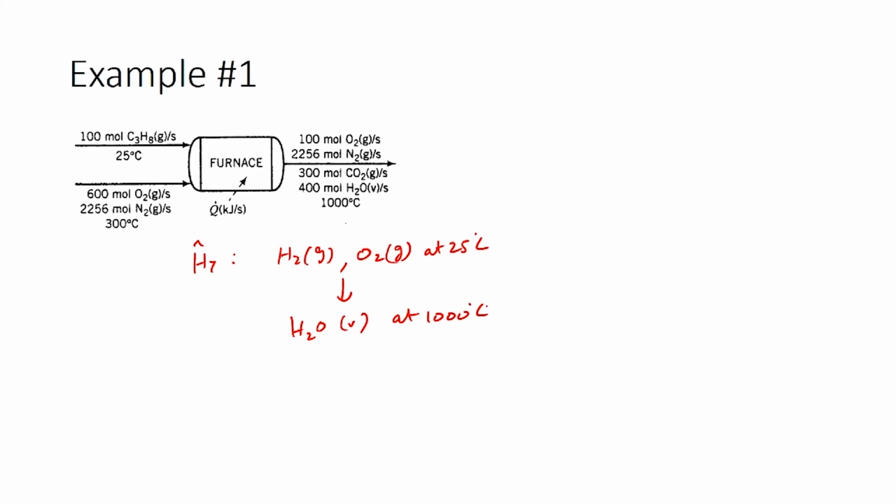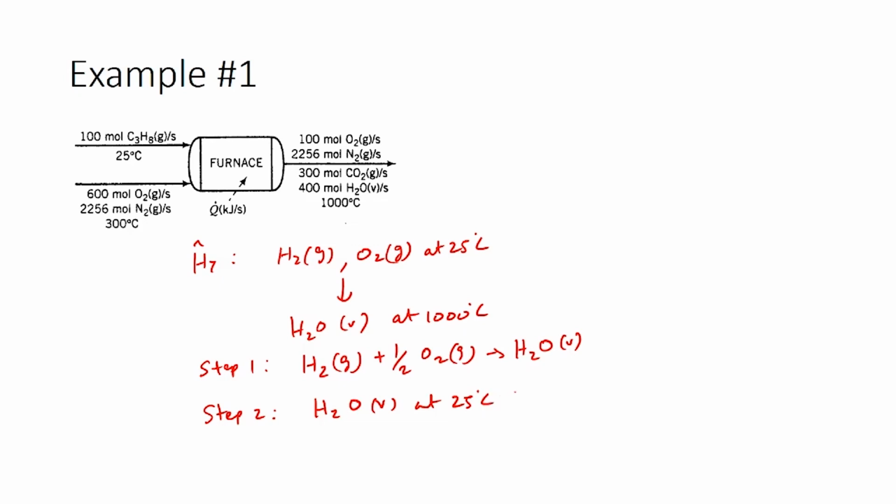The standard heat of formation of water vapor at 25 degrees Celsius can be obtained from your textbook or other reference books. So, if you were to do this, then step 1 is nothing but H2 gas plus half O2 gas forms H2O vapor. This would be the heat of formation where the change in enthalpy is happening, and step 2 is where H2O vapor at 25 degrees Celsius goes to H2O vapor at 1000 degrees Celsius. So, these are two different steps which can be accounted for.